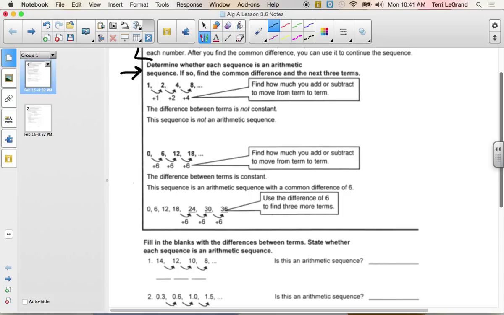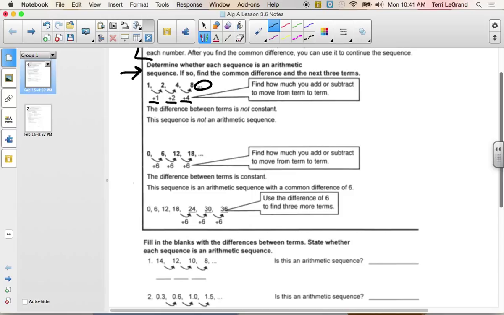So notice, here's our sequence: 1, 2, 4, 8. They give us 4 terms. And if there's some sort of pattern, we could find more of them, that's an ellipsis, I'm sorry. But we're just looking right now to see, first of all, is it an arithmetic sequence? Well, to get from 1 to 2, you have to add 1. To get from 2 to 4, you have to add 2. To get from 4 to 8, you have to add 4.